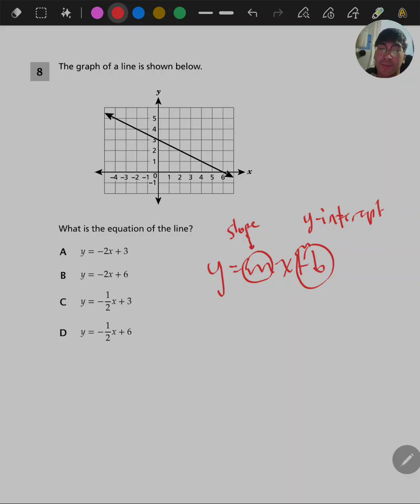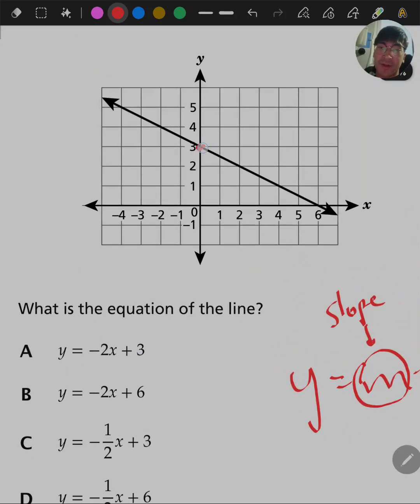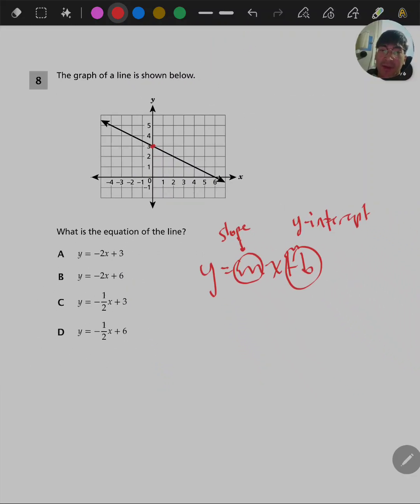The y-intercept is the point where the line intersects the y-axis, and the y-axis is that one. So if I look at the point of intersection where it pierces it, it's going to be right here, and that's a positive 3, so b should be positive 3. So far my answer looks like y is equal to mx plus 3, and now I have to solve for the slope.